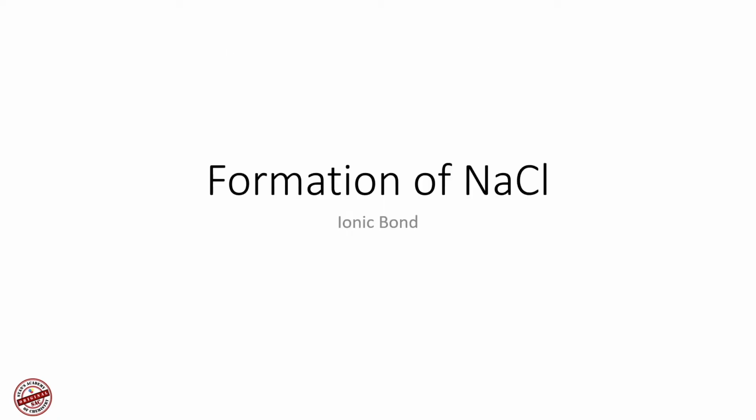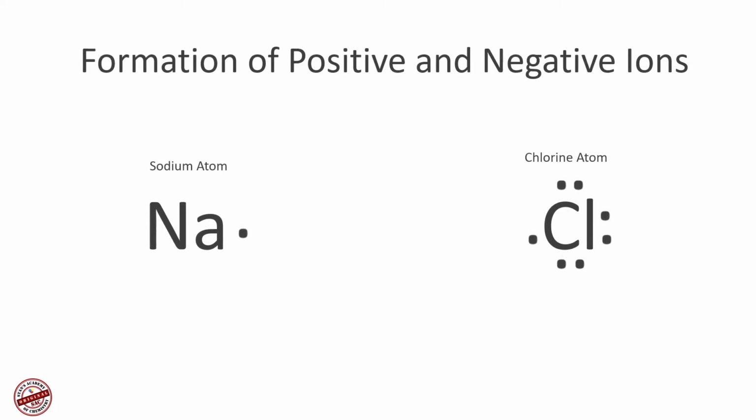First, we will look at the formation of sodium chloride, which is an ionic compound since sodium is a metal and chlorine is a non-metal. We are going to look at the formation of a positive ion and a negative ion. Sodium being the metal is going to lose the electron and change into a positive ion. Chlorine being a non-metal would gain an electron and change into a negative ion. Let's look at the reason for the representation here.